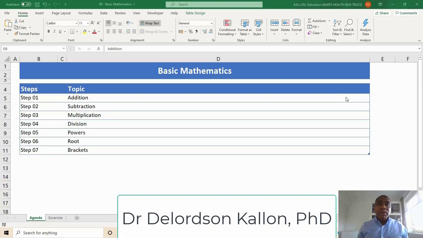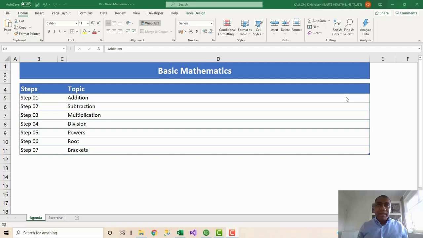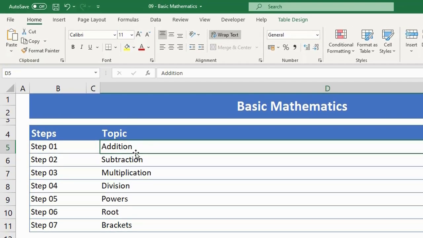In this session, we will look at some basic mathematics and I will show you how these are done in Excel VBA programming. We will cover addition and subtraction, multiplication and division, and powers and roots. And finally, we will take a look at brackets and remind ourselves of the rules around use of brackets in simple mathematics.